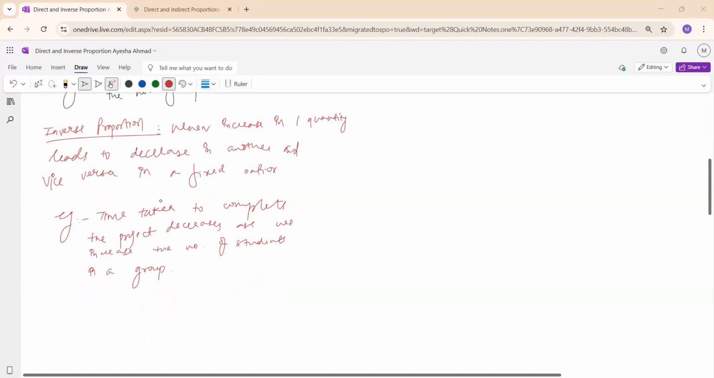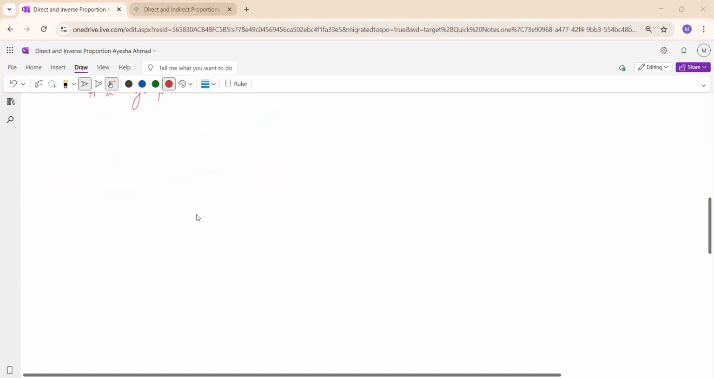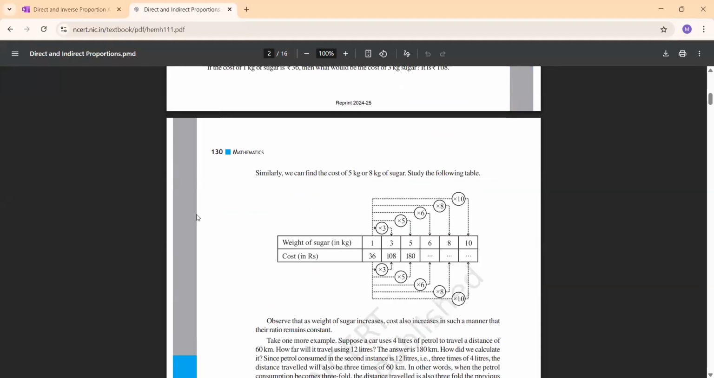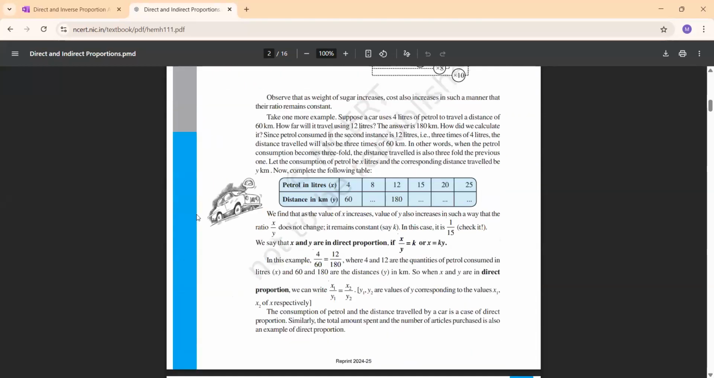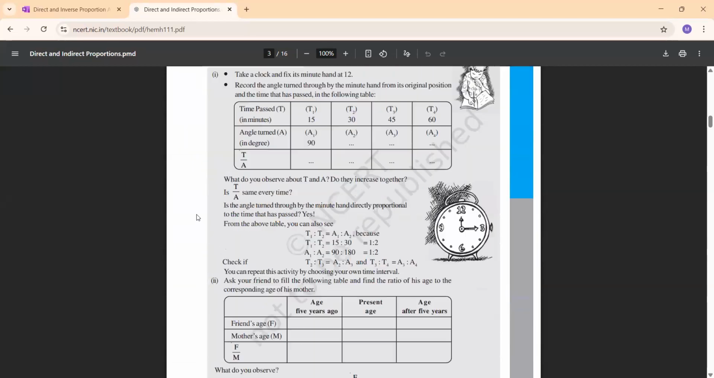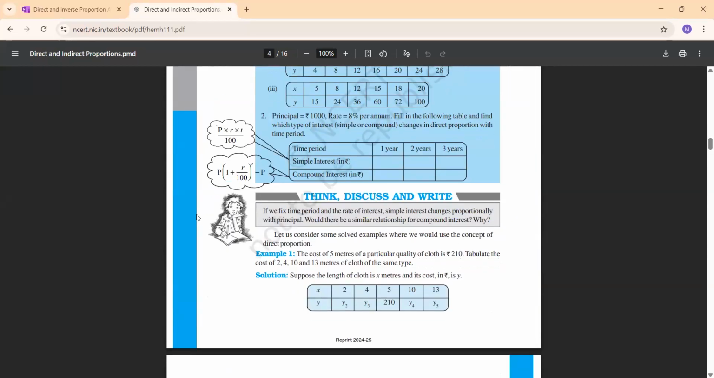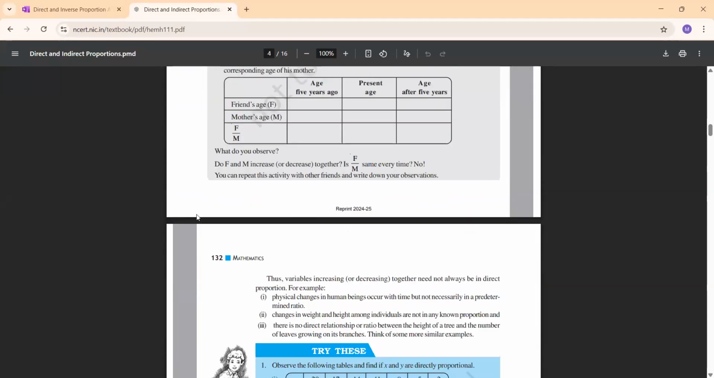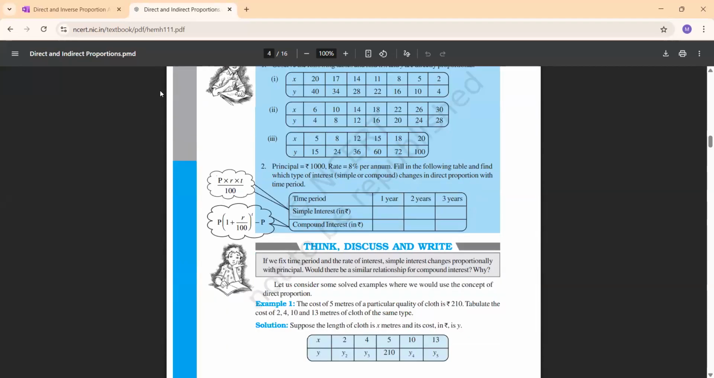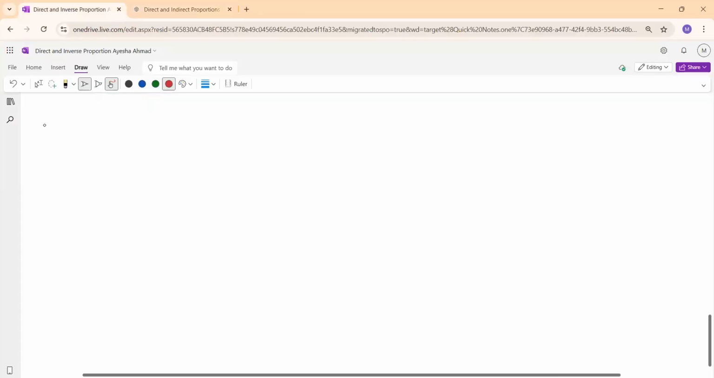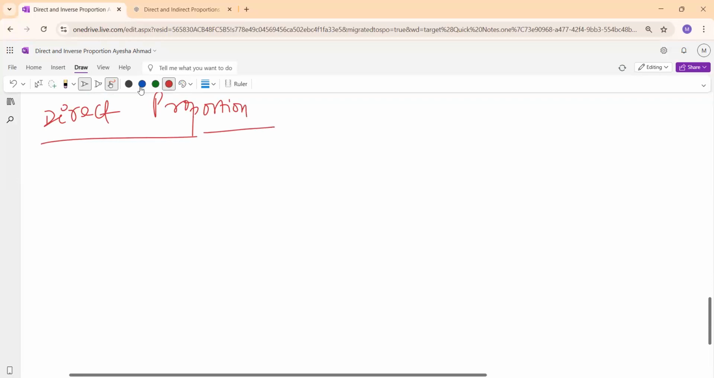Okay, Aisha. Now see further. Direct proportion. Okay. So Aisha, now beta, how to solve direct proportion questions? First of all, some concept about direct proportion. Aisha, suppose I say that there is a quantity x which is directly proportional to y.